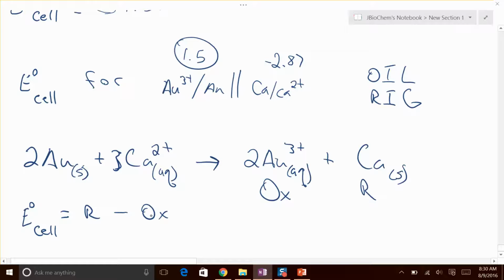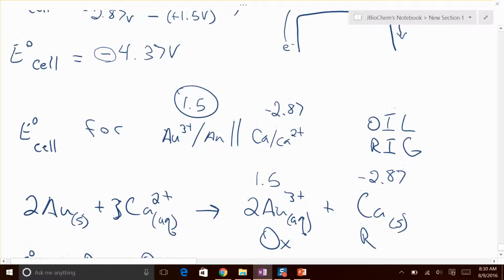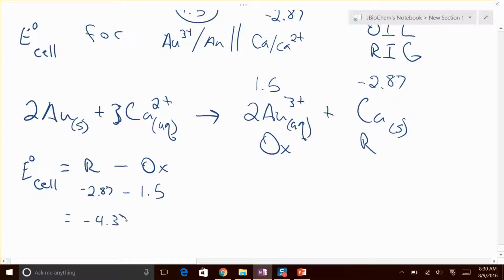The gold has a reduction potential of 1.5, and the calcium has one of negative 2.87. So we'll have negative 2.87 minus 1.5. Here this equals a negative 4.37 volts.